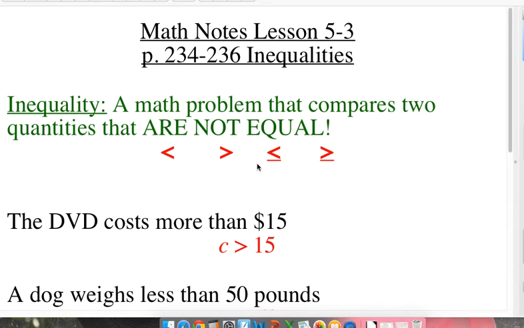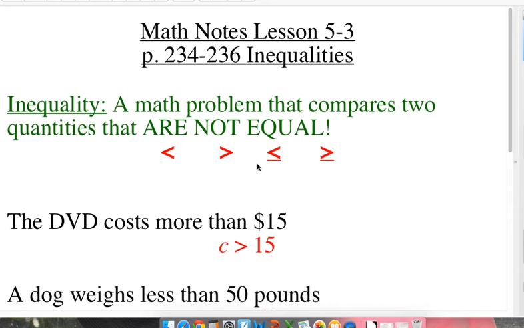If you're following along in the textbook, this is lesson 5-3. This is on page 234 in the book. I would highly suggest that you write these notes down today because we're going to start talking about something new in this unit that we've not talked about yet.